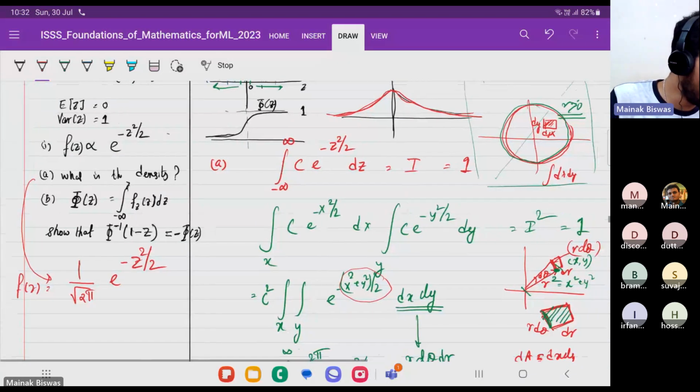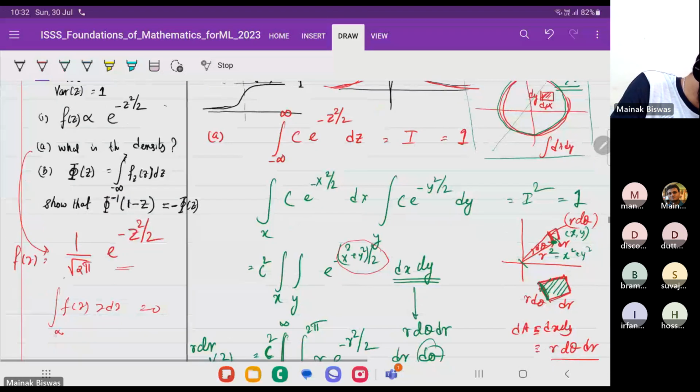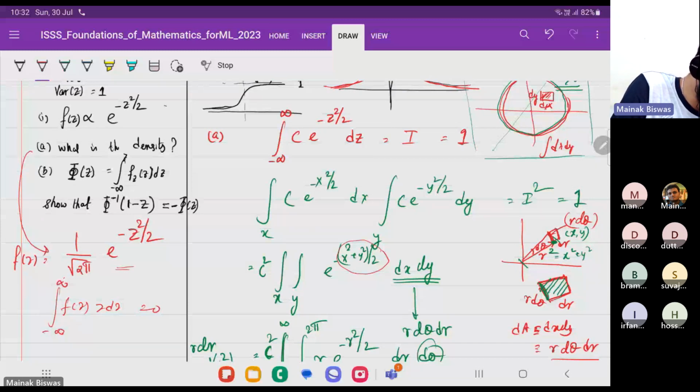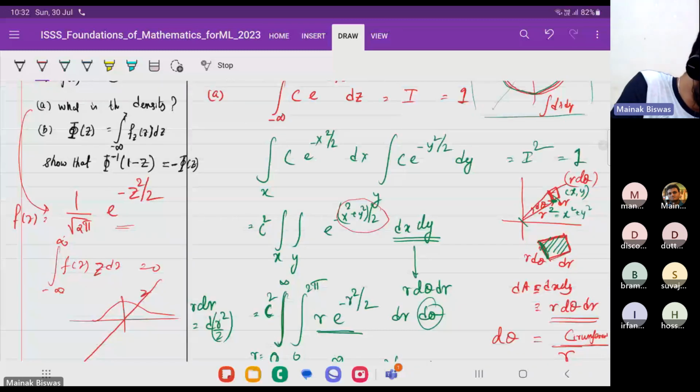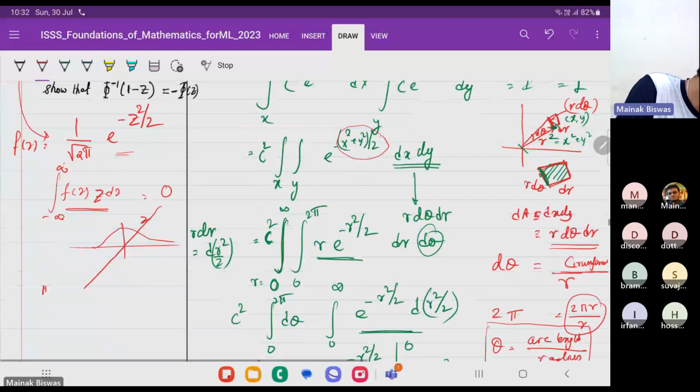Yes. So now you can calculate the mean. Mean is of course 0 because this is an even function. So the integral of z f of z dz from minus infinity to infinity is 0. Agreed? f of z is an even function, z is an odd function. So what is the product of an even function and an odd function? It's an odd function. Yes. So what is the integral of an odd function from minus infinity to infinity? Zero. Similarly, you can do for homework the integral from minus infinity to infinity of z squared f of z dz.